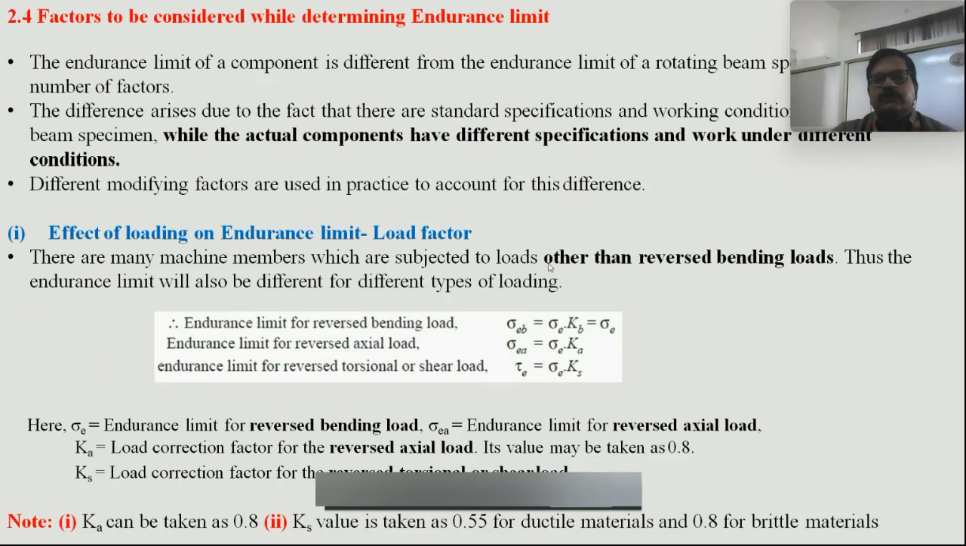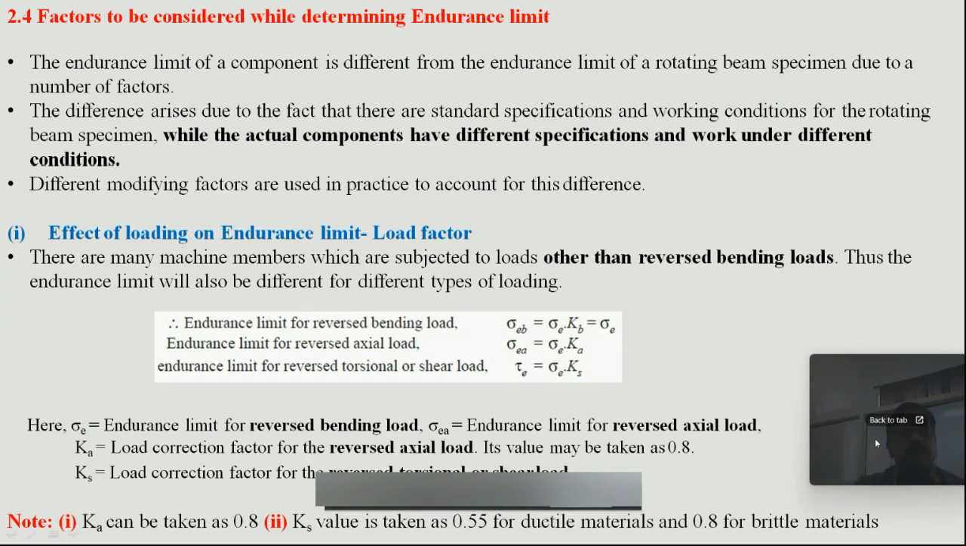The factors to be considered while determining the endurance limit. The endurance limit of a component is different from the endurance limit of the rotating beam specimen due to a number of factors. The difference arises from the fact that there are standard specifications and working conditions for the test, while the actual components have different specifications and they work under different conditions.